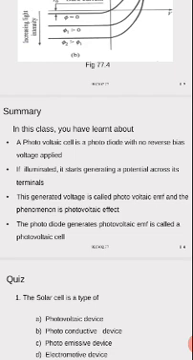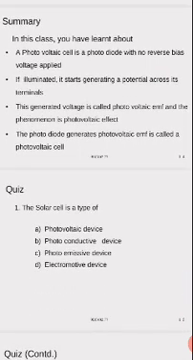The solar cell is a type of, the quiz question. The options are: Option A, photovoltaic device. Option B, photoconductive device. Option C, photoemissive device. Option D, electromotive device. Here, a solar cell is a photovoltaic device. Option A is the right answer.